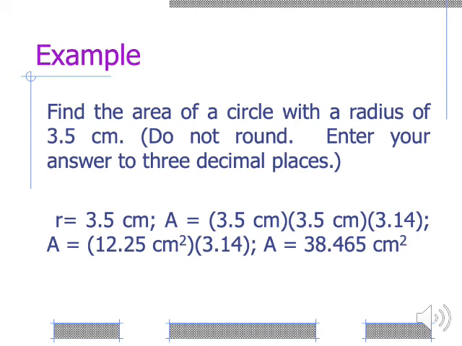Okay, so I think this is the second to the last example. Find the area of a circle with a radius of 3.5 cm. You are told not to round your answer, so you will round it off to 3 decimal places. Given the radius r, which is 3.5 cm, area equals pi r squared. Pi is 3.14 times r squared, 3.5 times 3.5. So area is 12.25 pi centimeters squared, or that is 38.465 centimeters squared.